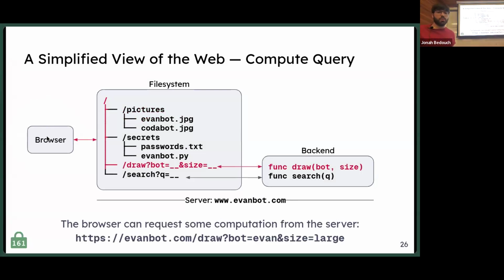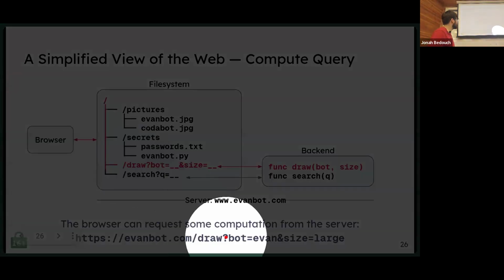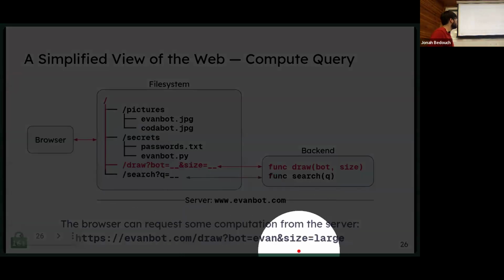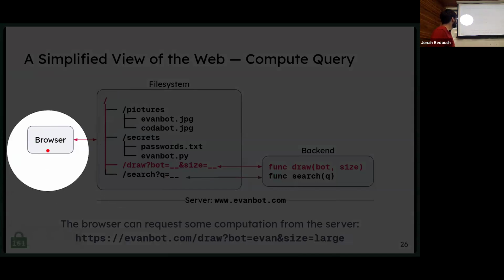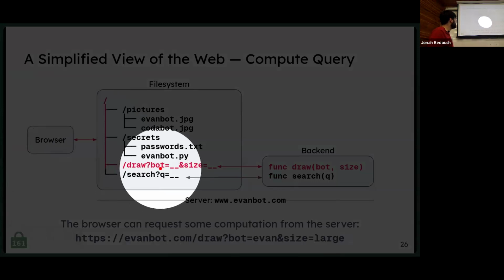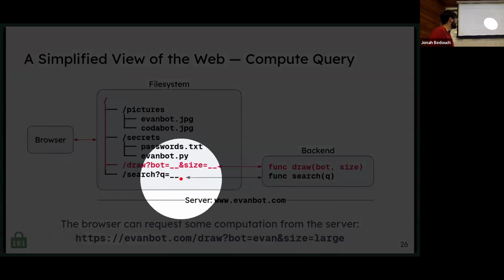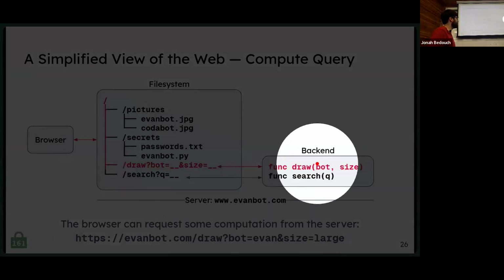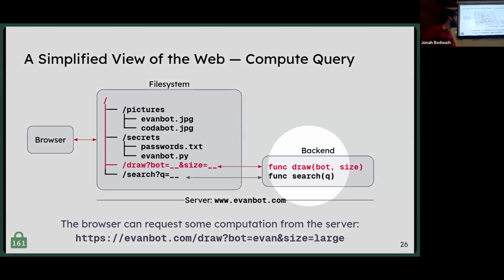We can also do this with some computation. We can say the browser wants the server to draw Evan, but large. So the browser sends the request to the server. The server says, OK, I have this draw endpoint. It takes in a query of bot and a query of size. And then it passes it to my backend, which runs this function and returns the result to the browser.